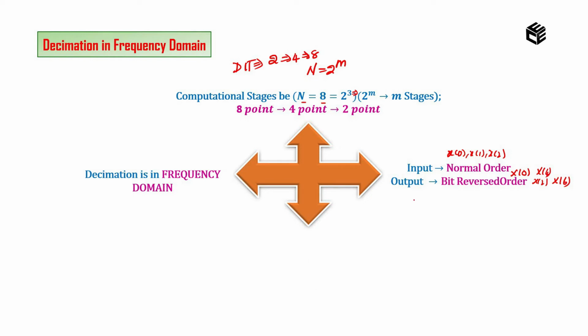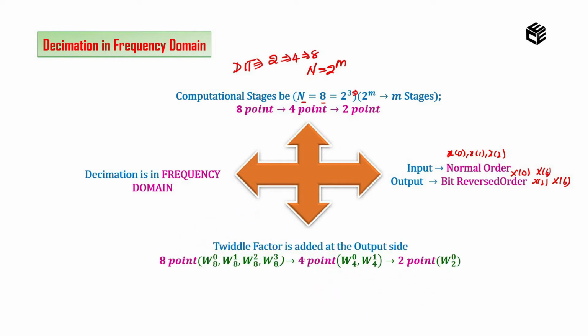And the last point is about the twiddle factor. Here we will add the twiddle factor at the output side of each stage. The twiddle factors for each stage will be as follows. For 8 point, we have W8 power 0, W8 power 1, W8 power 2, W8 power 3. For 4 point, it is W4 power 0, W4 power 1. And for 2 point, it is W2 power 0. So this is a small introduction about decimation in frequency domain.